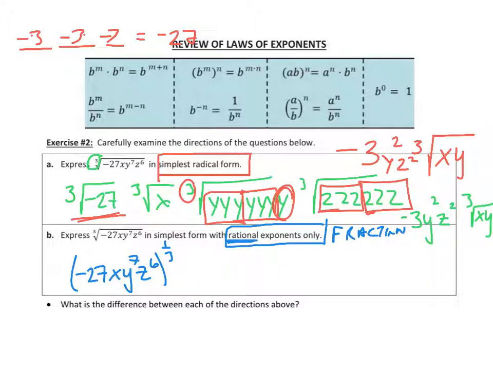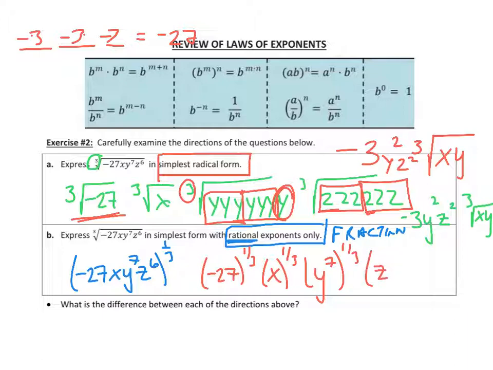And now I have to say, okay, everybody inside here gets raised to the 1/3. Negative 27 raised to the 1/3. X raised to the 1/3. Y to the 7th raised to the 1/3. Z to the 6th raised to the 1/3. And now I can go through and simplify that.